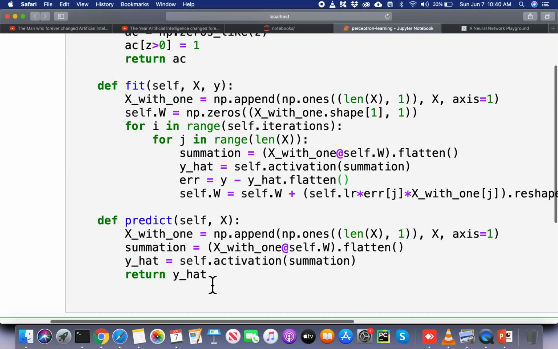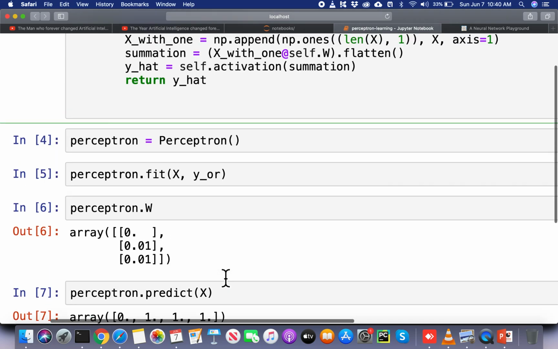And the predict method is fairly simple. You again compute x prime, which is just appending a first column of 1s to x. You compute the summation, which is summation wi xi, or just the dot product of x prime with w. And then y hat is just the activation on top of the summation that you get. And then you can return that.